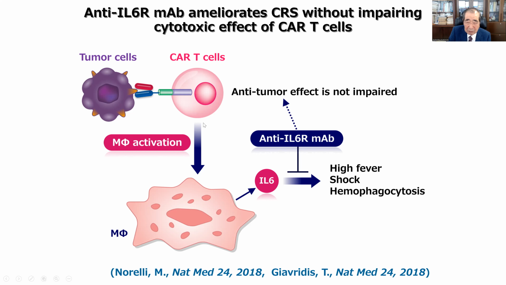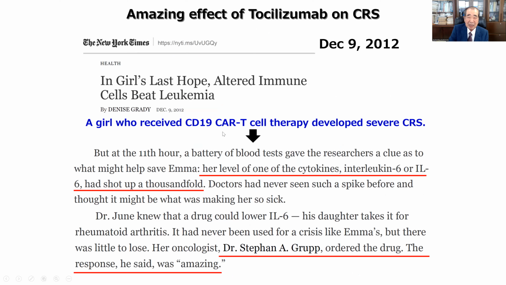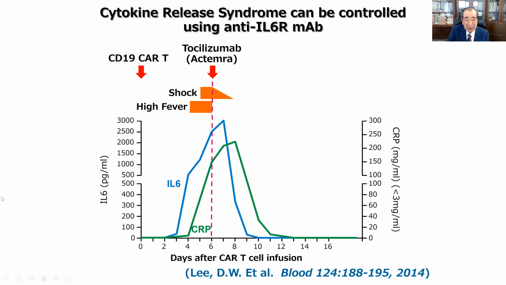And then what was the effect? The New York Times described that her level of one of the cytokines, interleukin-6 or IL-6, had shot up 1,000-fold. But the doctor ordered this drug, tocilizumab, and the response, he said, was amazing. With the anti-IL-6 receptor antibody, IL-6 decreased, and the C-reactive protein decreased. And shock and high fever disappeared, and the patient was rescued.